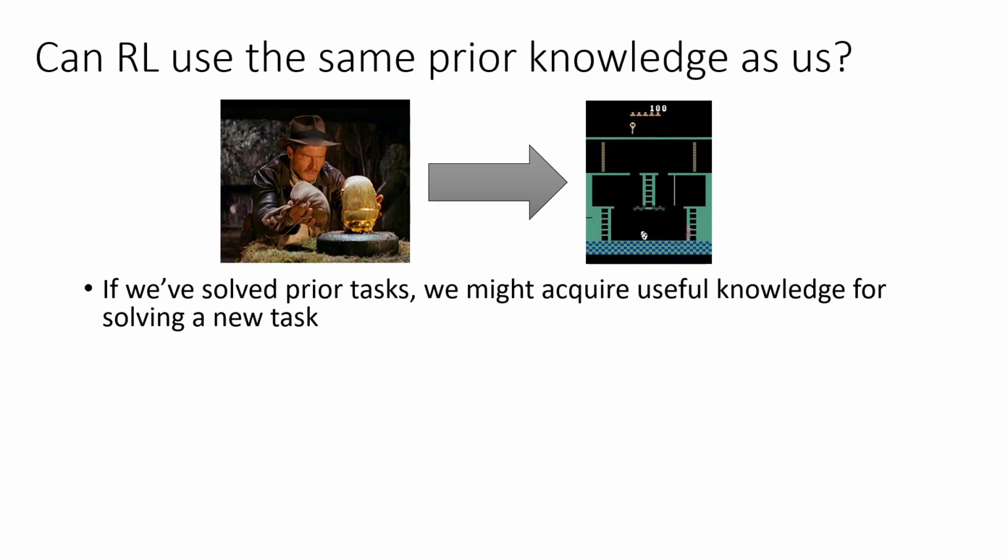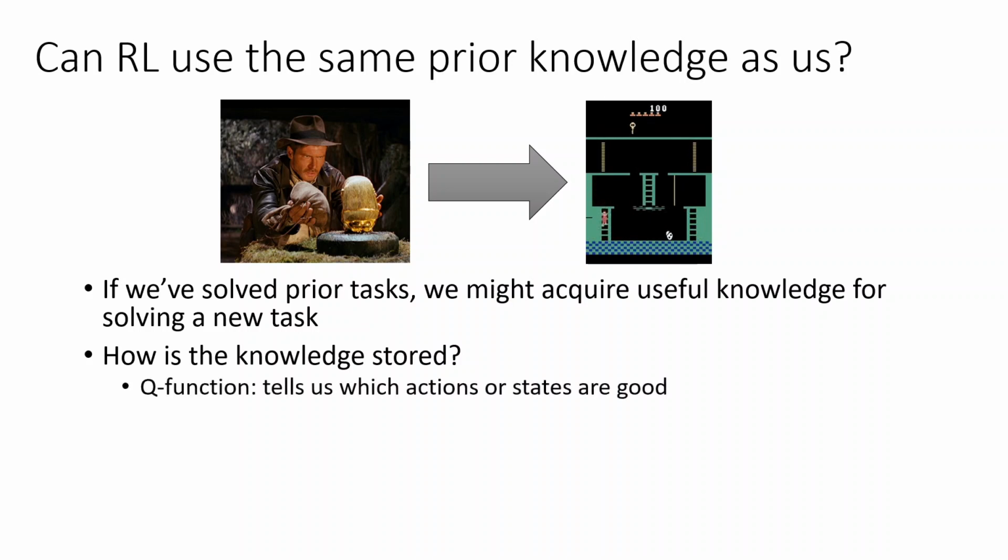So the idea is that if we've solved prior tasks, prior MDPs, we might acquire useful knowledge for solving a new task. How can this knowledge be encapsulated? How can it be represented? Well, there are actually quite a few choices to be made here. We could say that, well, the Q function is good to transfer because the Q function tells us which actions or states are good.